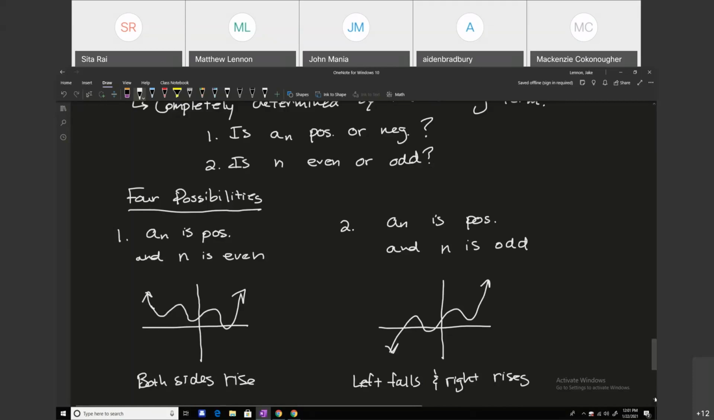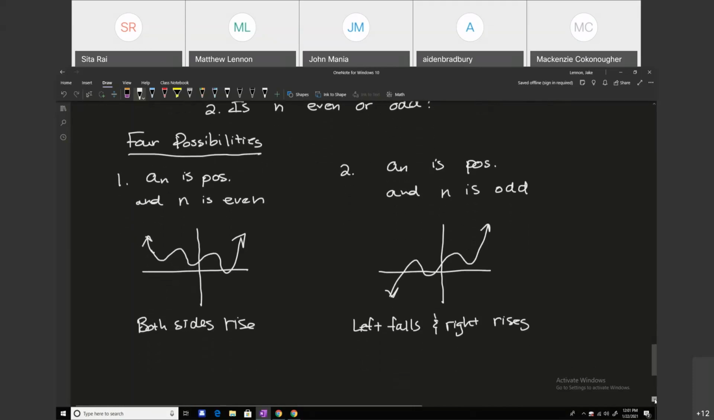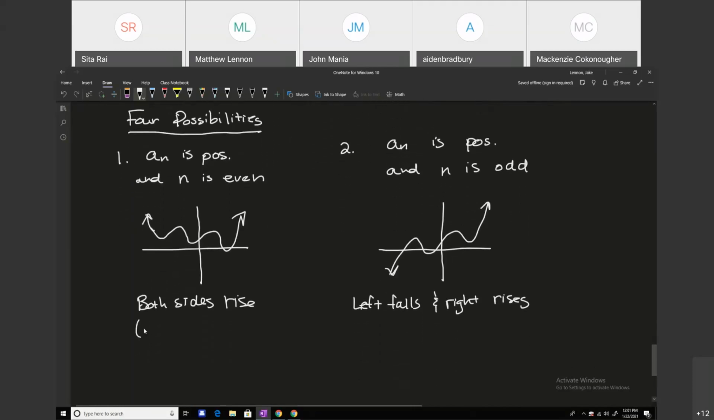Just if you want some basic examples of these, you could have, for this one, just something like y equals x squared. And for this one, maybe y equals x cubed. Just a single term polynomial, very basic.